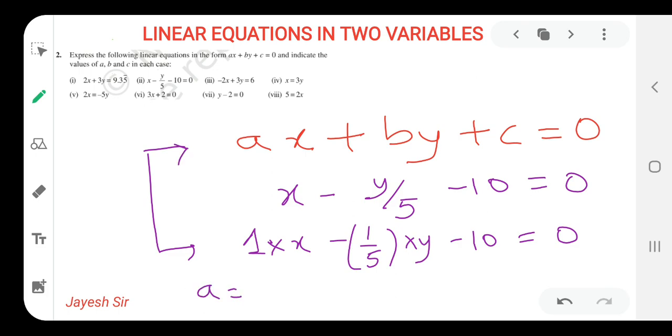So the value of a: ax equals 1x, that means the value of a we are obtaining is 1. By equals minus 1 by 5y, so y cancels, so the value of b I am obtaining over here is minus 1 by 5. That is the value of b. Plus c equals minus 10, so the value of c we are obtaining over here is minus 10. I hope you all might be getting it, friends.